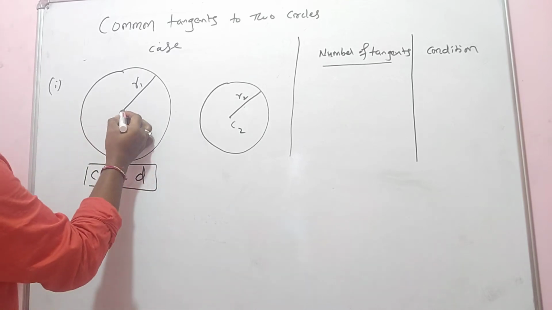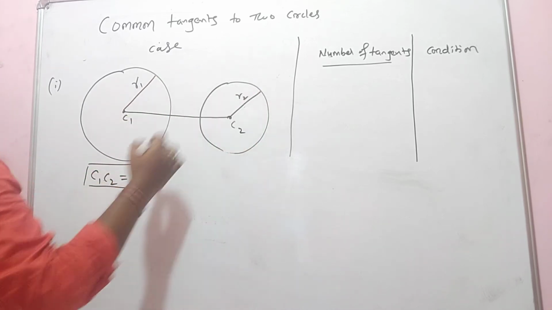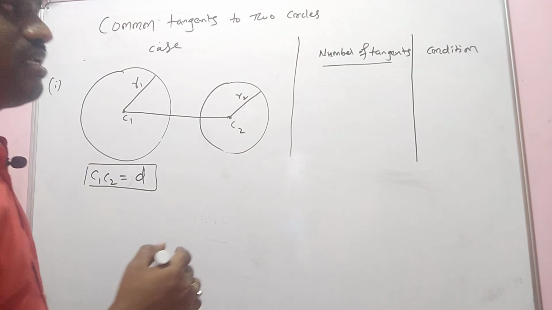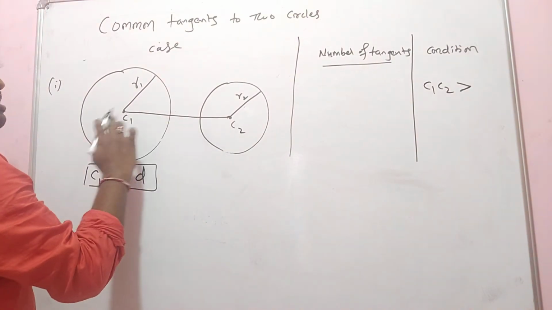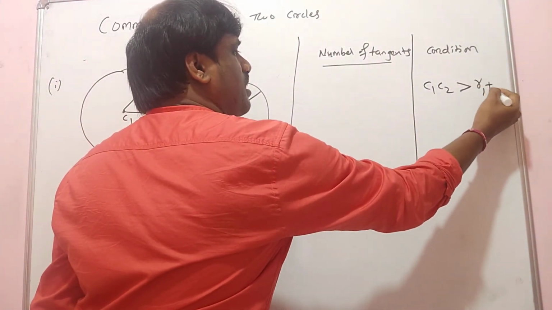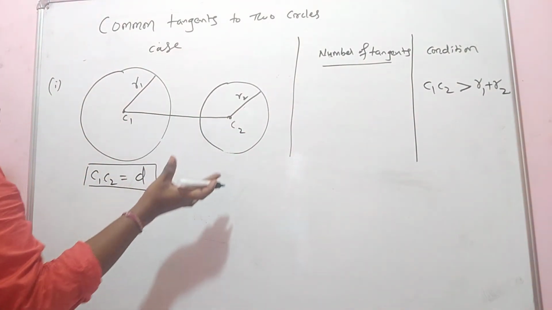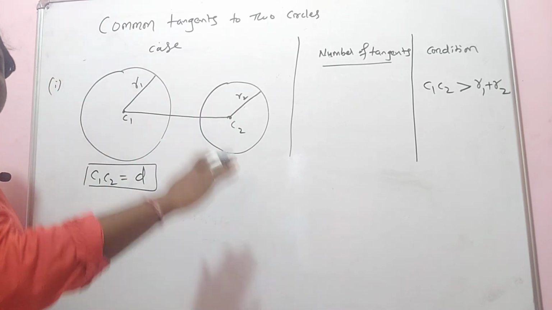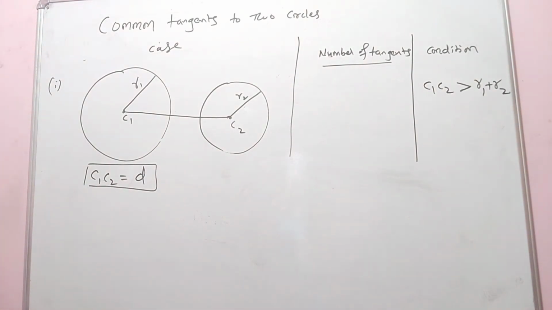This is the radius R1, this is the radius R2. Try to understand. If the distance between C1C2 is greater than R1 plus R2, radius 1 is up to here, then C1C2 is greater than R1 plus R2. Then both the circles never intersect, never touch. They will be far away. Then the number of common tangents is how many?